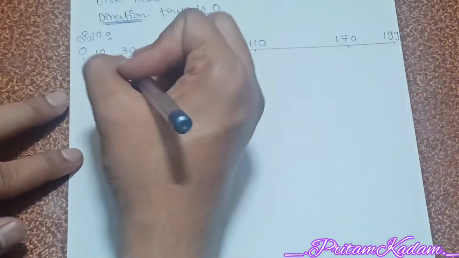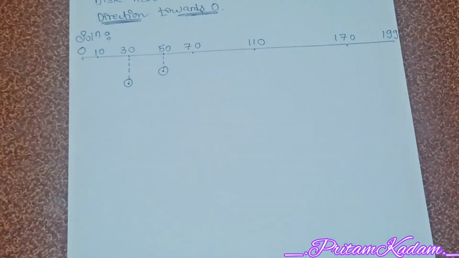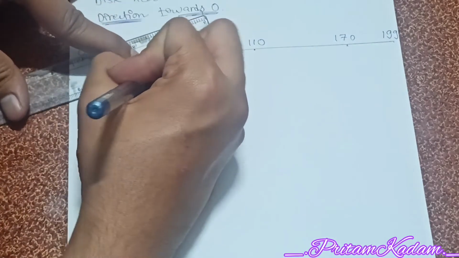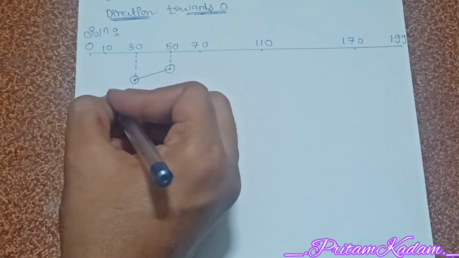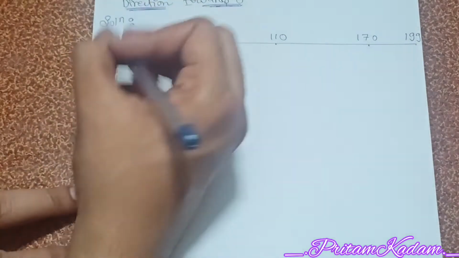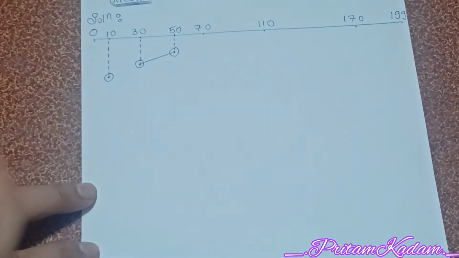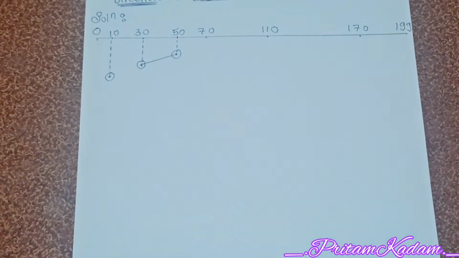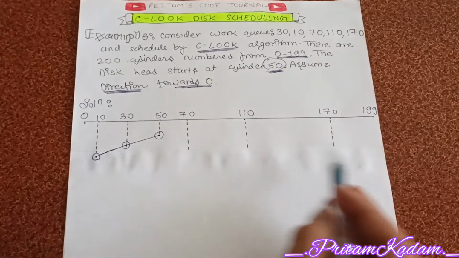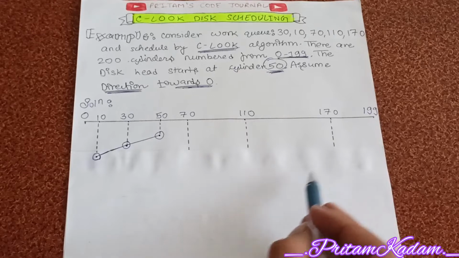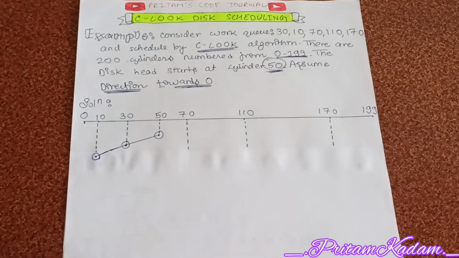So let us join this for keeping the track of all the head movement that the input output head has traveled. Now it will go towards 0 and will grant the request for cylinder number 10. So now let us join these, and then after reaching one end's last request it will change its direction and then will go till the last request of another end. It will not go till 199.